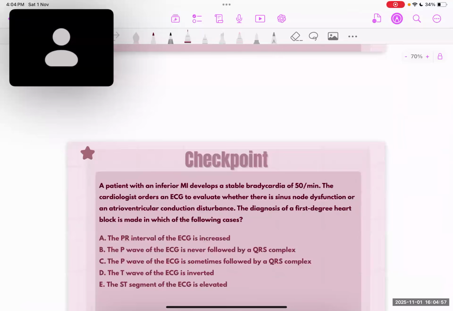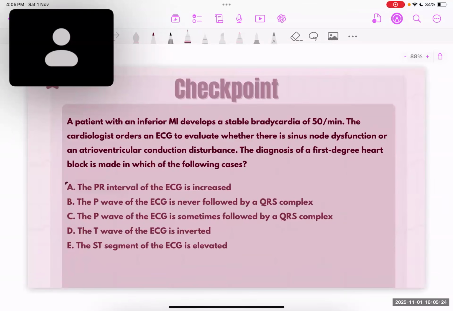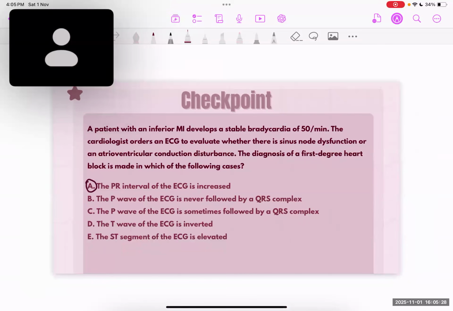Now, second question. A patient with an inferior MI develops a stable bradycardia of 50 per minute. The cardiologist orders an ECG to evaluate whether there is a sinus node dysfunction or an atrioventricular conduction disturbance. The diagnosis of first degree heart block is made in which of the following cases? So what is the thing that you notice when there is a first degree AV block? Yes, you look at the PR intervals of the ECG. For first degree, you're going to look at the PR intervals.